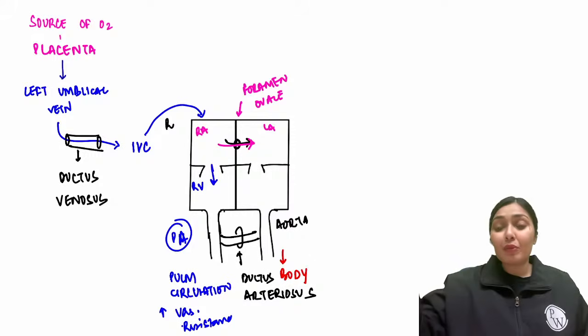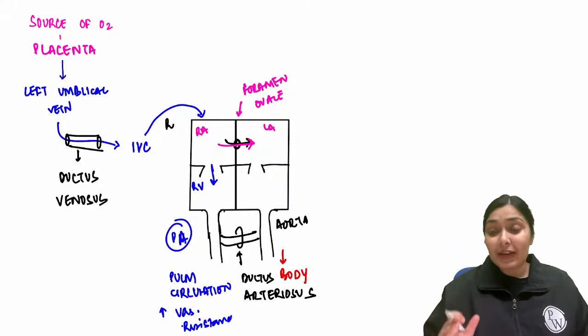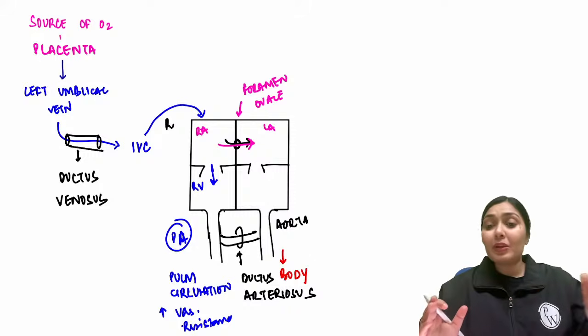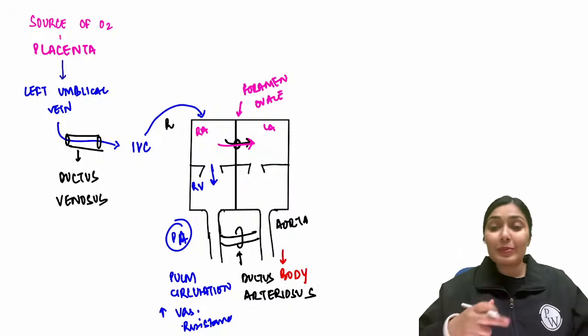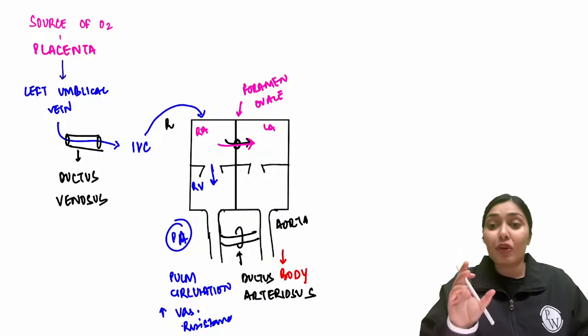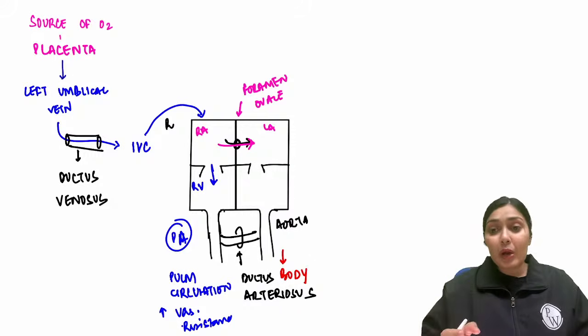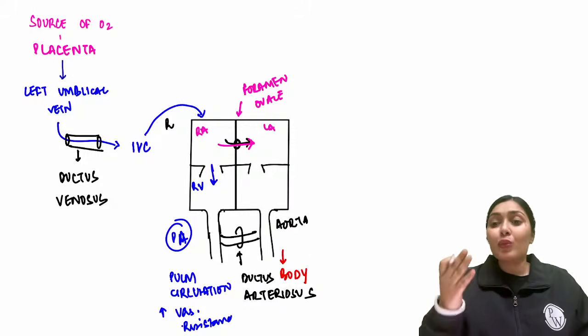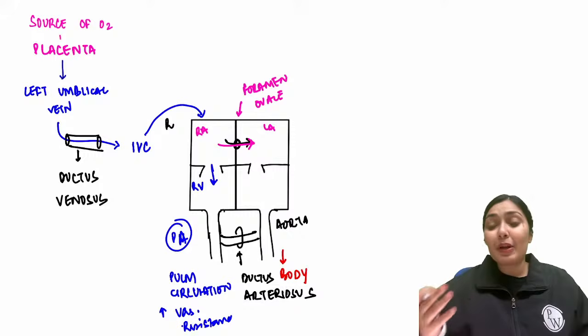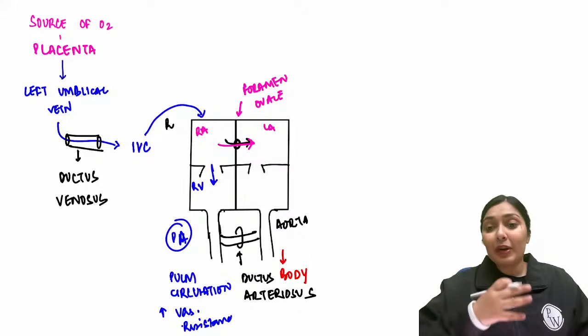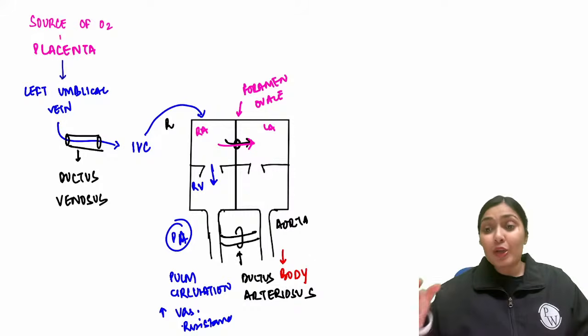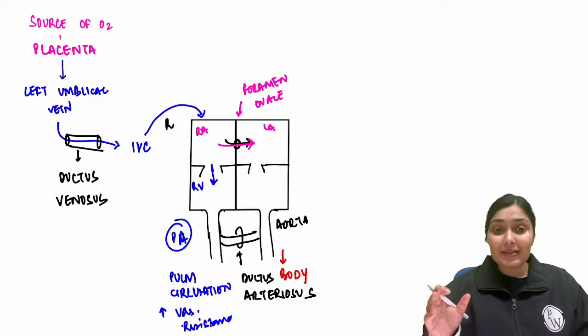Now this blood from the inferior vena cava goes into the right side. From the right side, some of the blood reaches the left side through a hole in between the two atria, that is known as foramen ovale. Rest goes down, but it does not go towards the lungs because there is high pulmonary vascular resistance. So that blood will be shunted again through a duct. So a duct connecting two arteries, pulmonary artery to the aorta, that is ductus arteriosus.